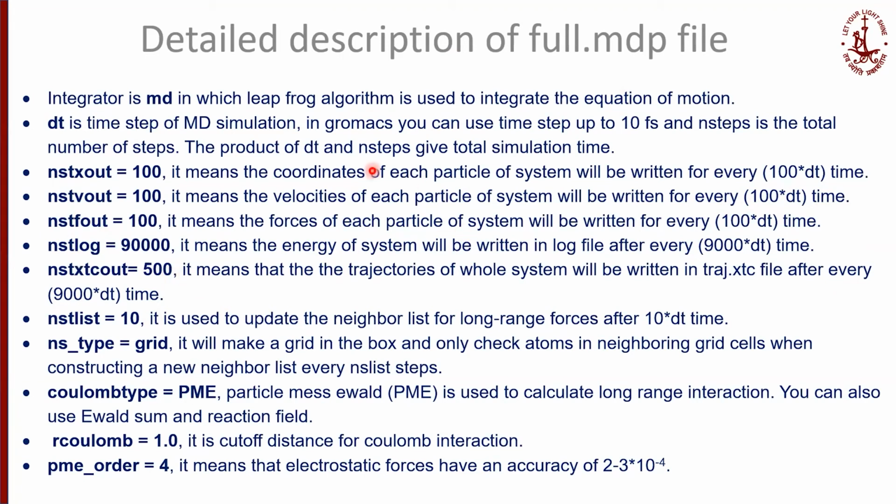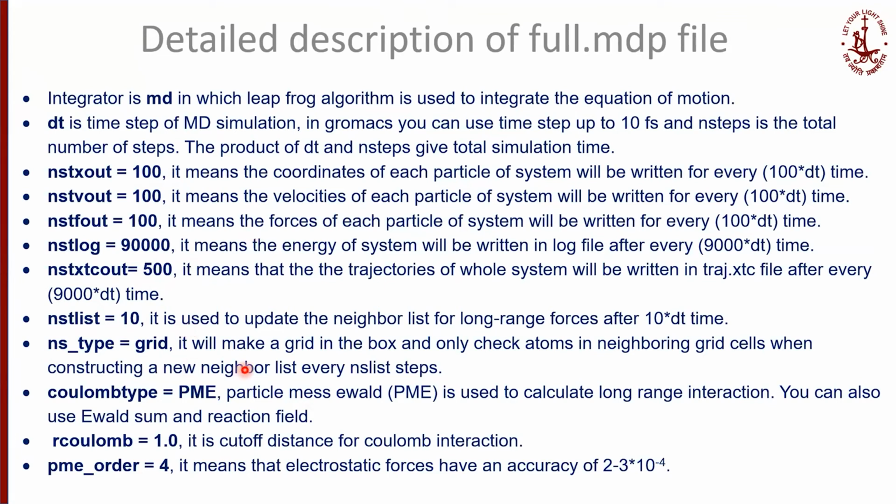Then nstlog. Energy of the system will be written in the log file after every 90,000 times dt time step. Then nstxtcout. It will write the trajectory of the whole system after every 500 times dt. Trajectory file is the one that you require. So even if all these numbers, nstxout, vout, fout, log, are zero, please remember not to put zero over here, nstxtcout, because the trajectory file is what you will need for analysis or to get all your results. Then is nstlist, which is equal to 10. That is your neighbor list.